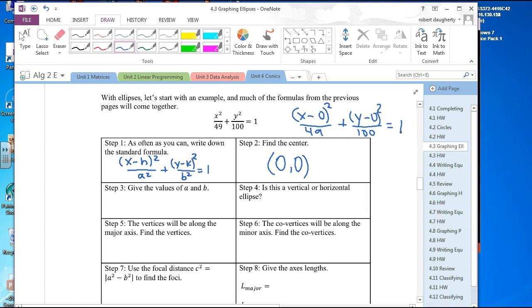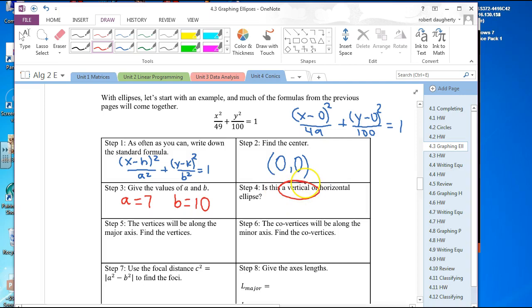Okay? The values of A and B. What's the value of A? A always goes with x. What is A? A is 7. What is B? B is 10. Is this a vertical or horizontal ellipse? It's vertical because B goes with the vertical. B is bigger than A. This is a vertical ellipse.